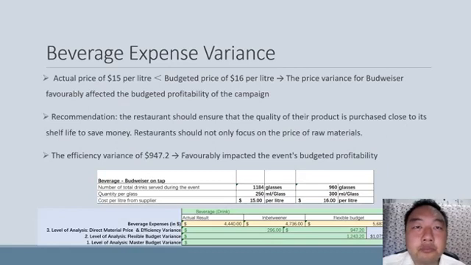The efficiency variance of 947.2 favorably impacted the event's budgeted profitability as the venue staff's professional technique and expertise strictly adhered to standards, providing customers with a more standard 150 millilitres per glass and reducing waste.